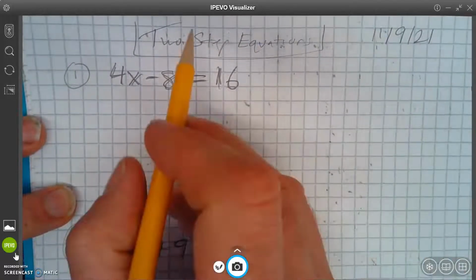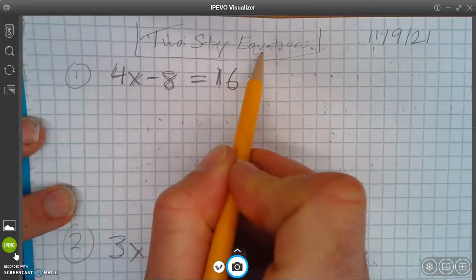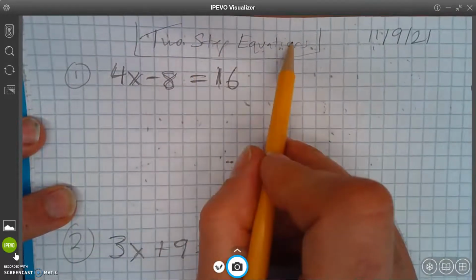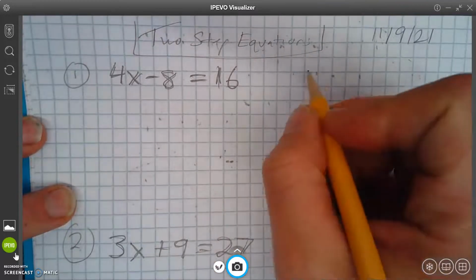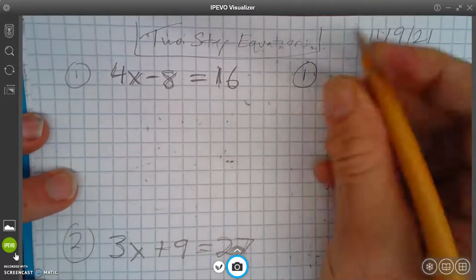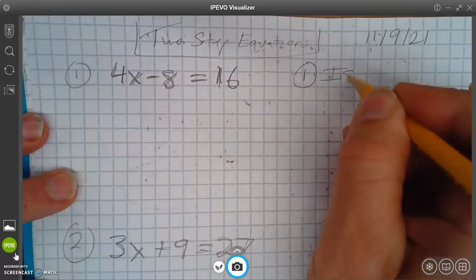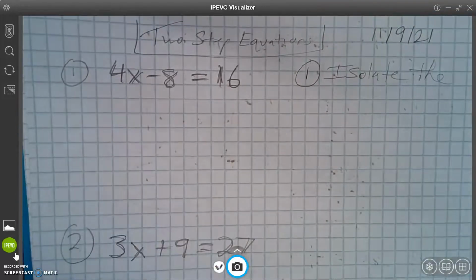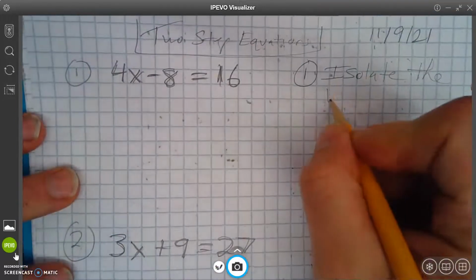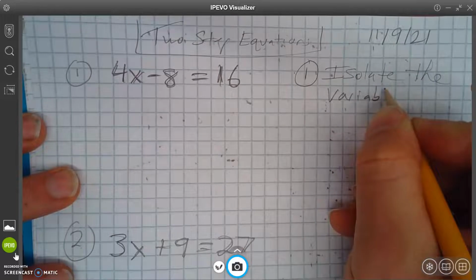All right, solving two-step equations. Write the date and then the title right on the top of your page. Okay, so the steps are: isolate the variable. Write that down.